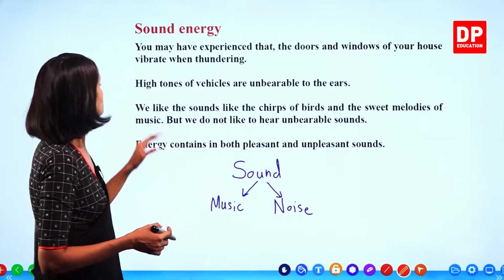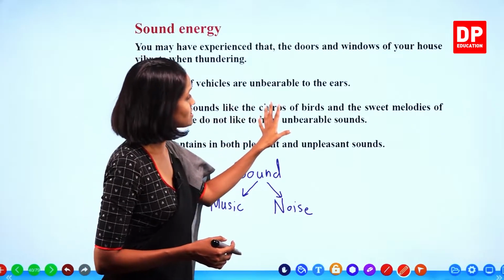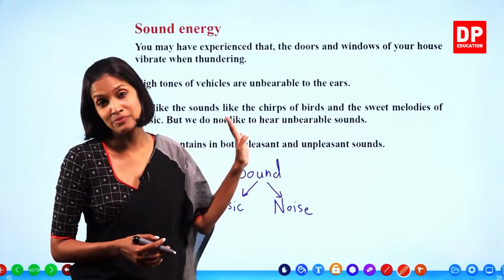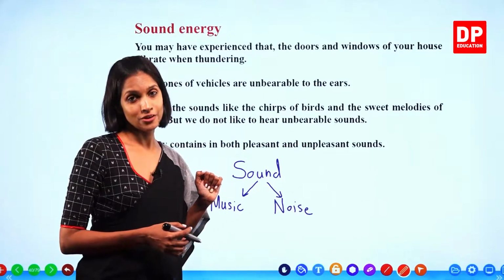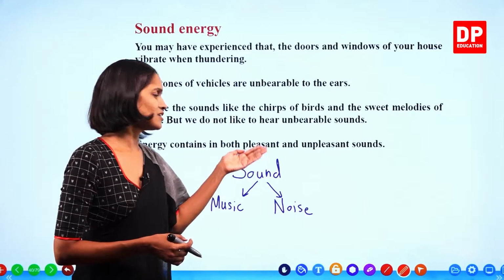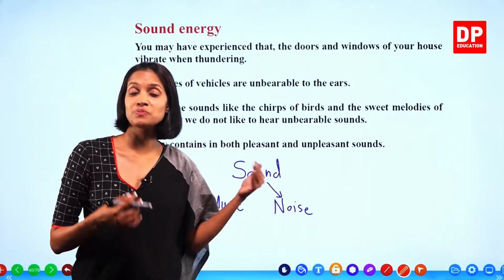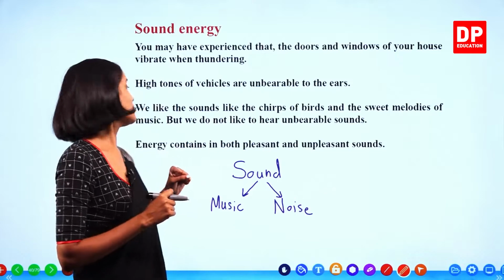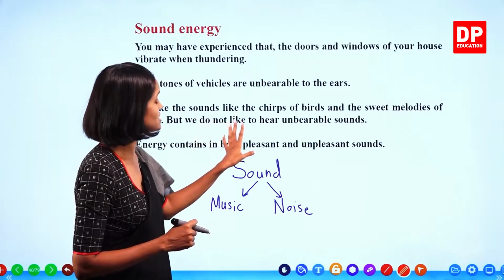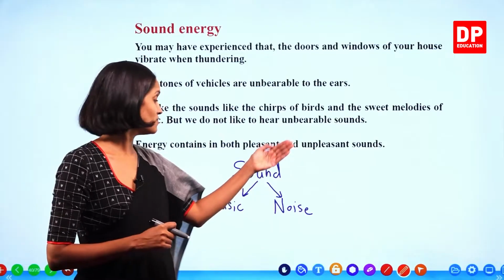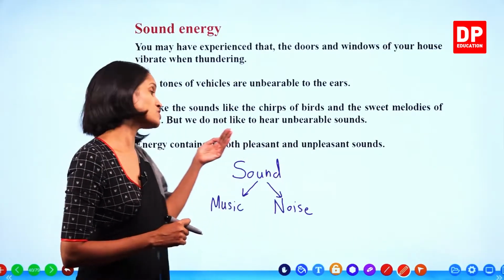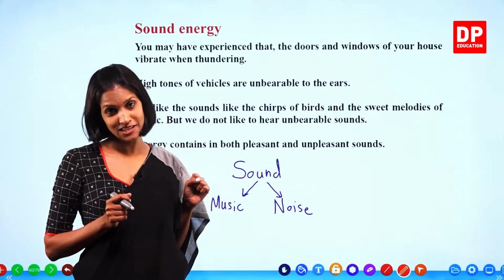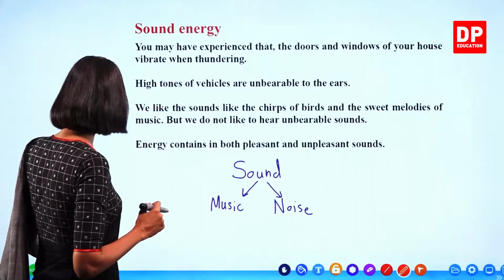So we like sounds like the chirps of birds and the sweet melodies of music, but we don't like to hear unbearable sounds, which means noise. Sound is considered a type of energy because a certain type of energy is stored in sound. So energy is contained in both pleasant and unpleasant sounds, which means music and noise both contain a certain type of energy. Right, children? We'll move on to the next.